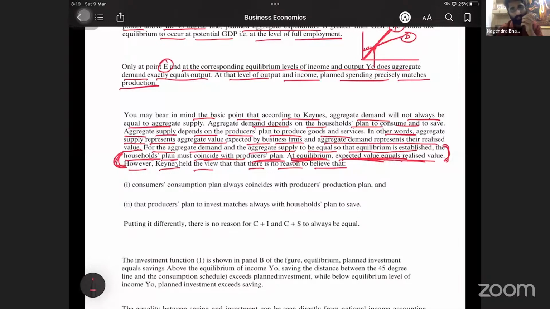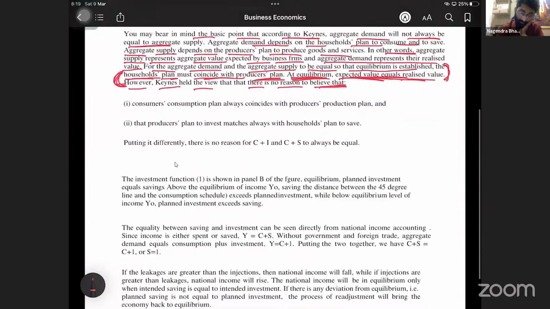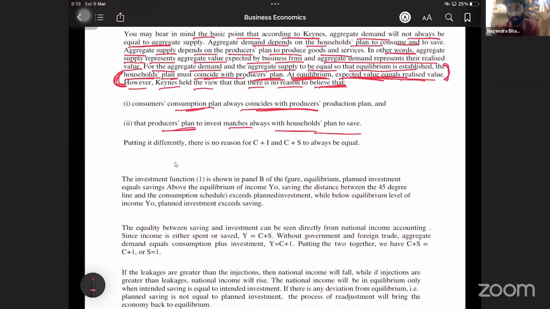Keynes held the view that there is no reason to believe that the consumers' consumption plan always coincides with the producers' production plan, and that the producers' plan to invest always matches the households' plan to save. Put differently, there is no reason that C plus I and C plus S are always equal. If that happens, it is purely coincidence.